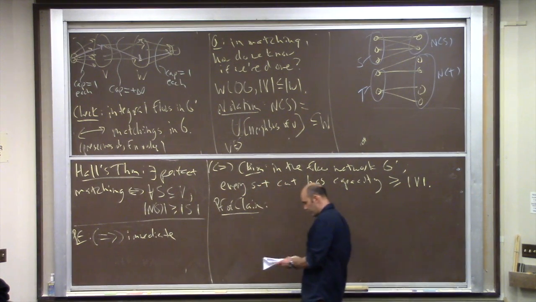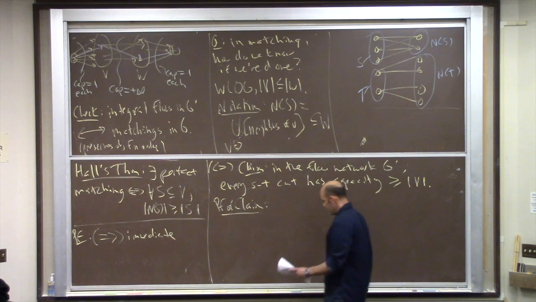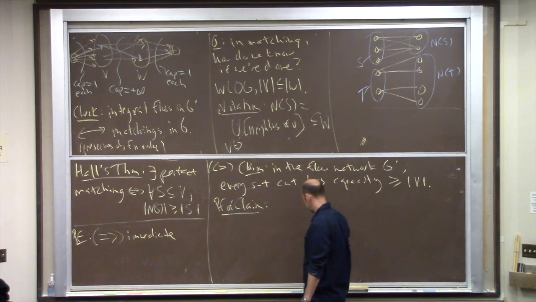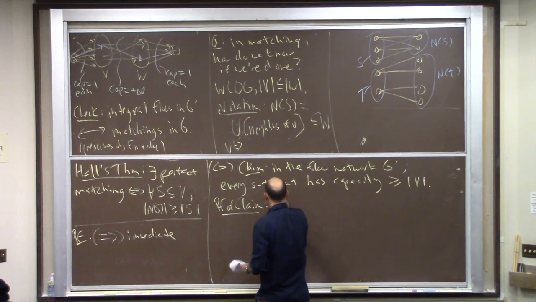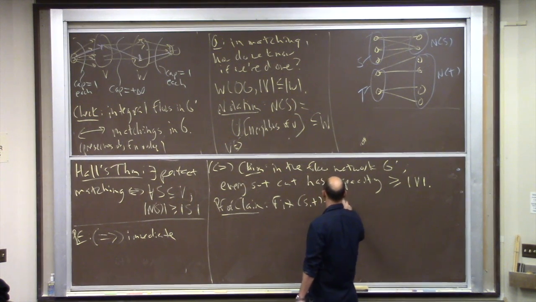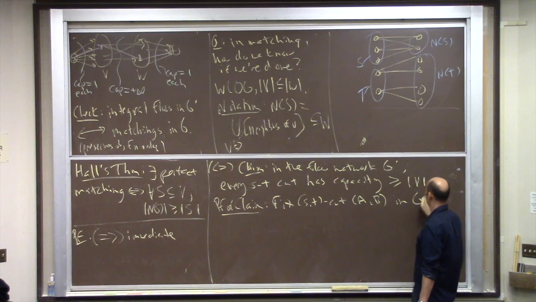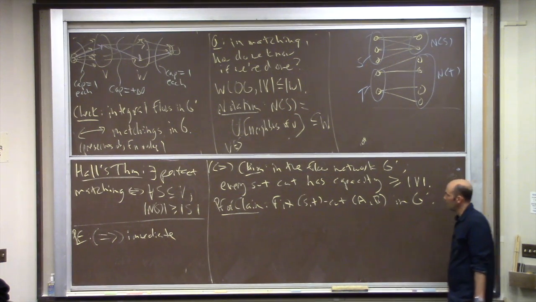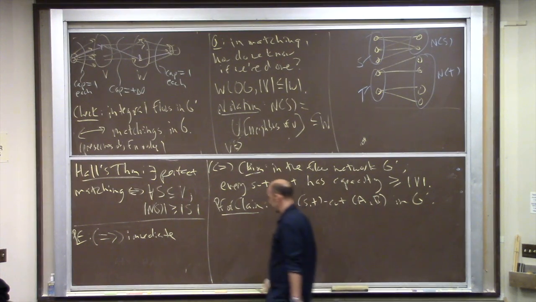So why is the claim true? Well, the claim is really just sort of true by inspection. So pick your favorite ST cut, A comma B, in G prime. Okay? So think about A, all right? I'm gonna have to draw this.